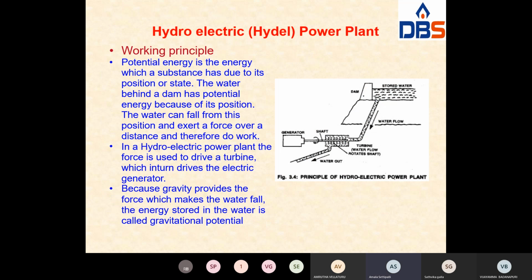Okay, first of all you explain the working principle. The potential energy of the water is given to the turbine. Whenever highly forced water is given to the turbine blades, at that time the turbine blades will be rotated. This turbine is coupled to the generator shaft. Whenever this turbine rotates, it gives mechanical energy. Whenever mechanical energy is given to the generator through the turbine shaft, it produces electrical energy.